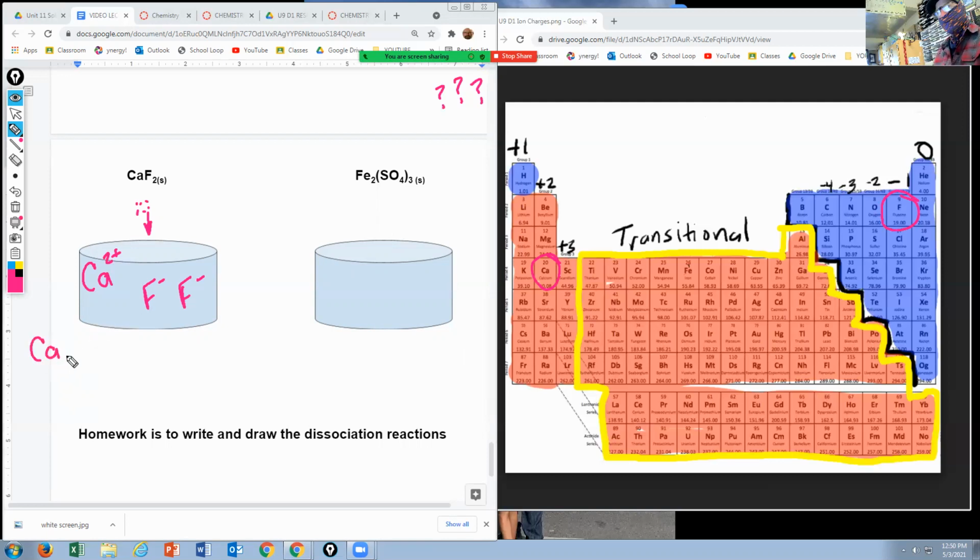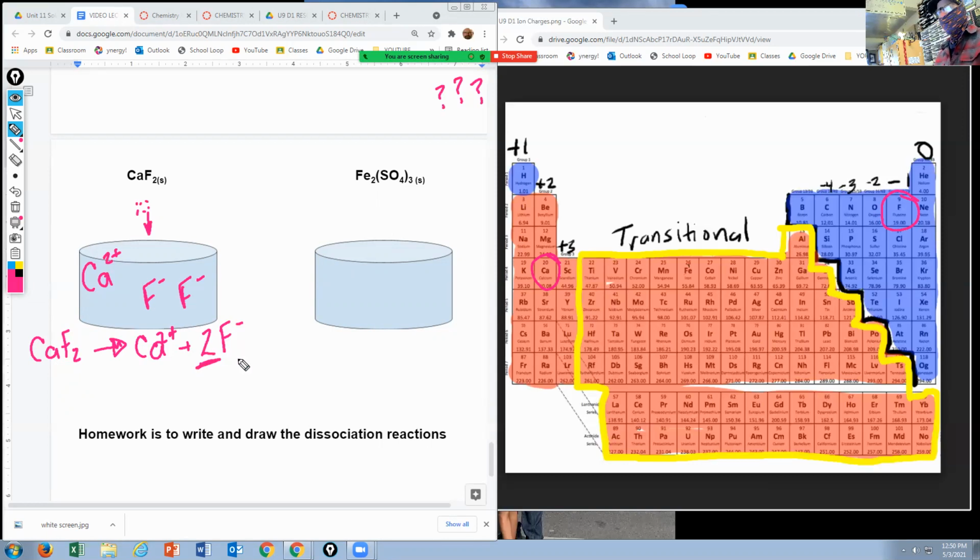So we would write this, CaF2 yields calcium ion plus 2 fluorides. And that's how we would say 2 fluorides. And notice we have a balanced chemical equation. 1 calcium, 2 fluorides, 2 fluorides. We write it as a coefficient because there's 2 fluorides floating around.